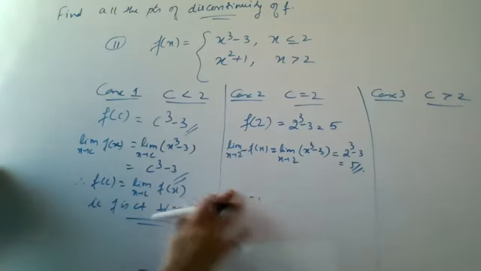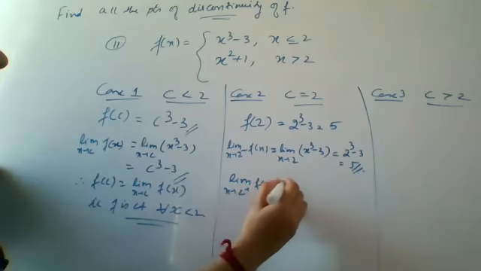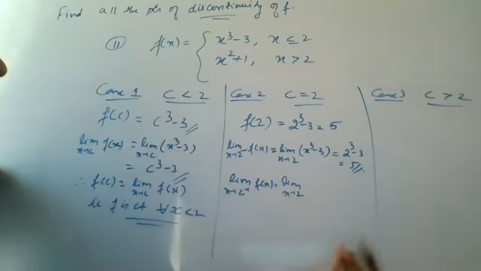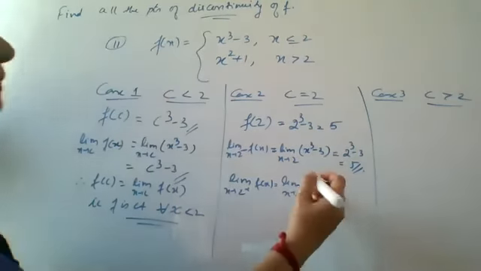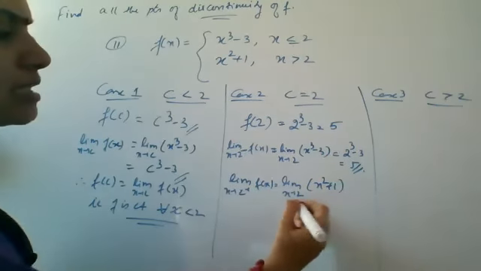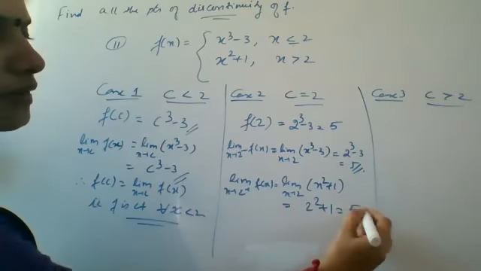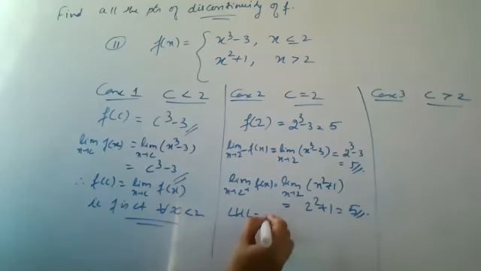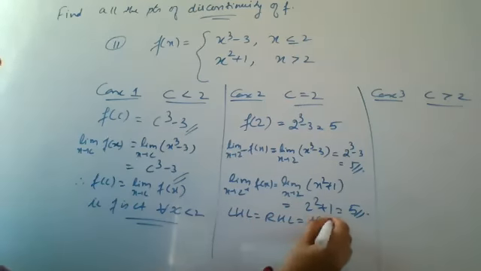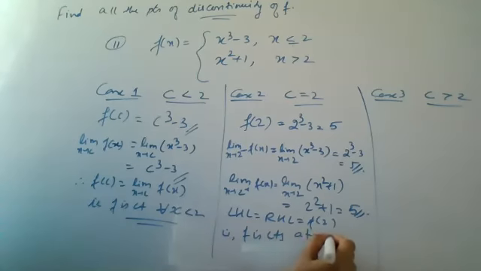Now for the third one, limit x tends to 2 plus f of x. The function is, 2 plus means greater than 2, you have x square plus 1, which is replacing your x with 2, it is 2 square plus 1. 2 square is 4, 4 plus 1, 5 again. Okay, you are getting 5. Therefore, you can say that LHL is equal to RHL is equal to f of 2. That is, f is continuous at x equal to 2. So at the point we have checked.